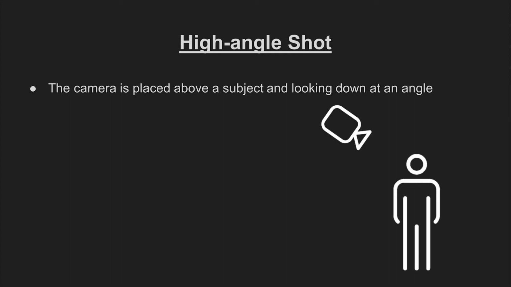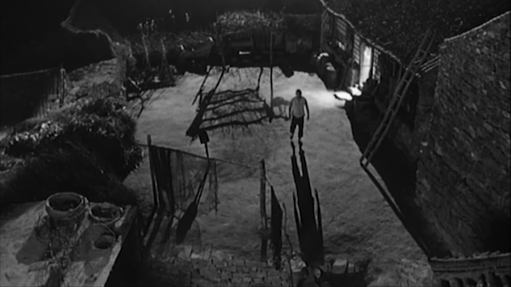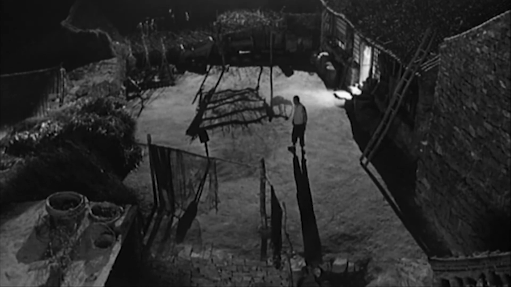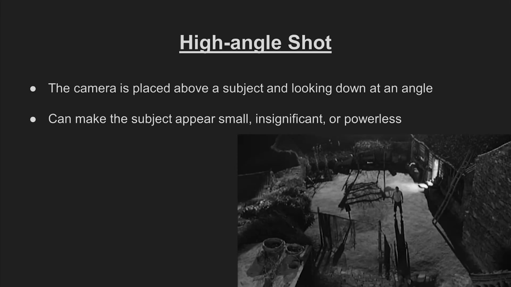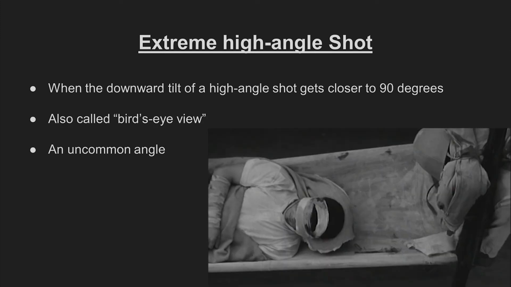A high angle shot, on the other hand, is when the camera is placed above the subject and looking down at an angle. This perspective can make the subject seem small, insignificant, or powerless. If the downward tilt of the camera gets closer to 90 degrees, the shot can be considered extreme high angle, or, as you might have guessed, bird's eye view.